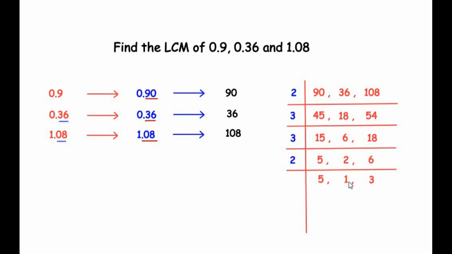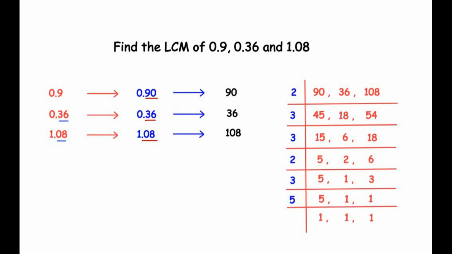Now 5, 1 and 3 are all prime or unit numbers. So we take 3 as the next prime number. 5 does not get divided by 3, so it is kept as it is. And 1 is the least number, so it is also taken as it is. And 3 1 times is 3. Now the last number we consider is 5. So 5 1 times is 5, and 1 and 1. These are all the factors we need to use to get the LCM.